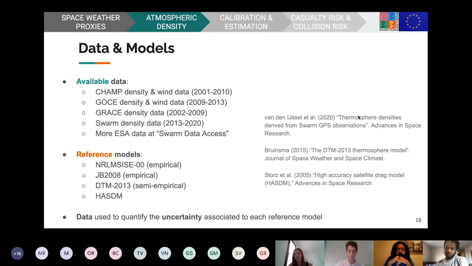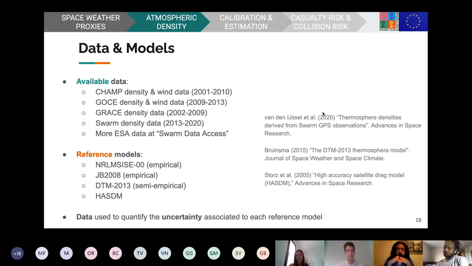So once HEMA has been able to deal with the space weather proxies and to accurately forecast them together with their uncertainty quantification, I'm going to take care of modeling the atmospheric density and make use of her output to propagate, again, accurately the density of the atmosphere.